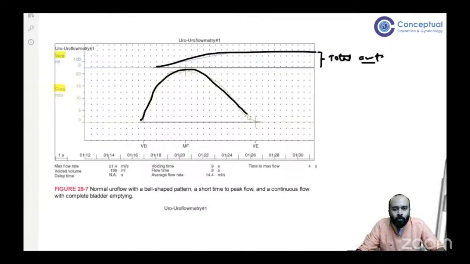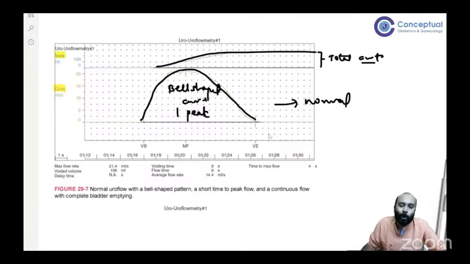Whenever you urinate, you can relate that when you start micturating, the flow gradually increases. Then at some point it reaches a peak when you realize that it is going at the fastest possible rate. And then finally towards the end, it again tapers down. This is a bell-shaped curve, a bell-shaped curve with only one peak. And this is how it should normally be. This is exactly how a normal uroflowmetry is going to look.